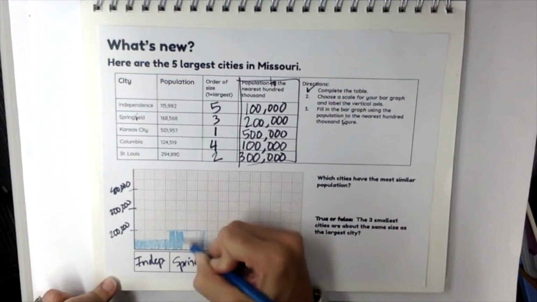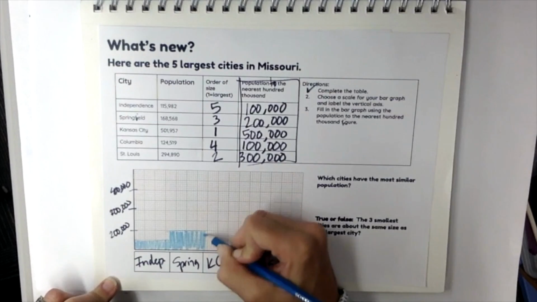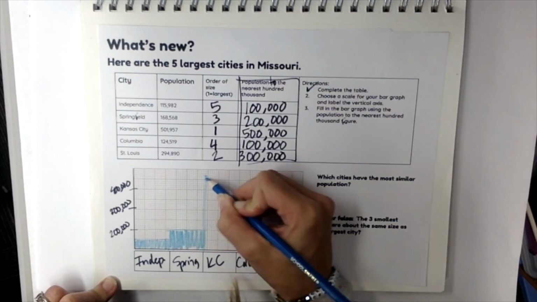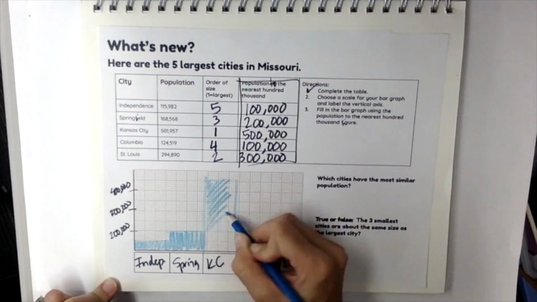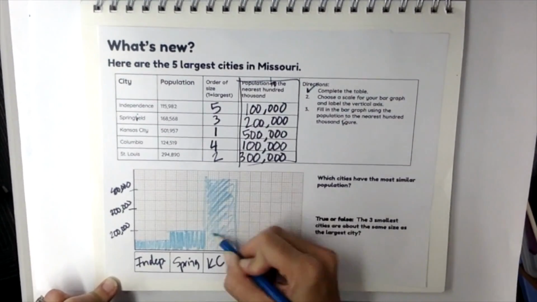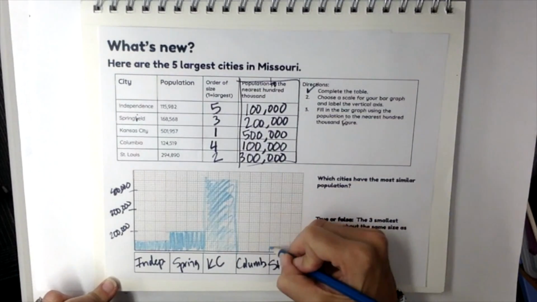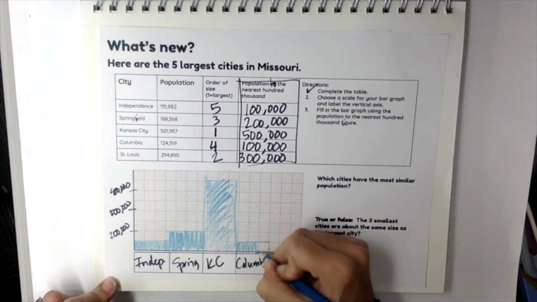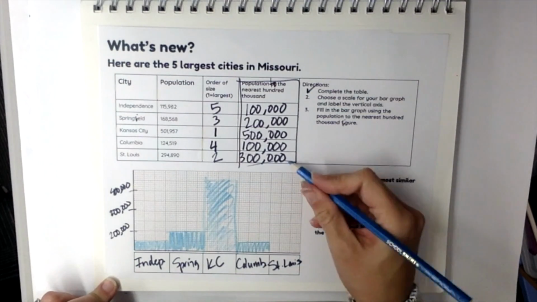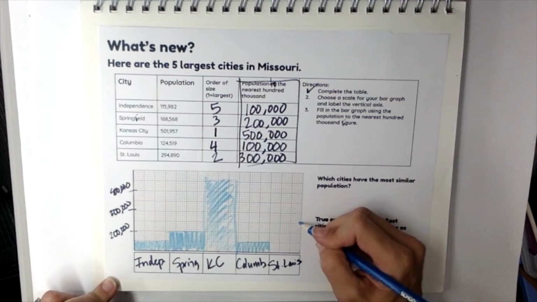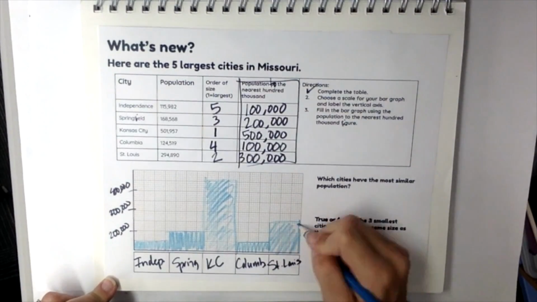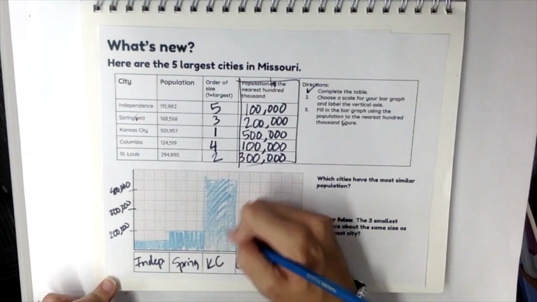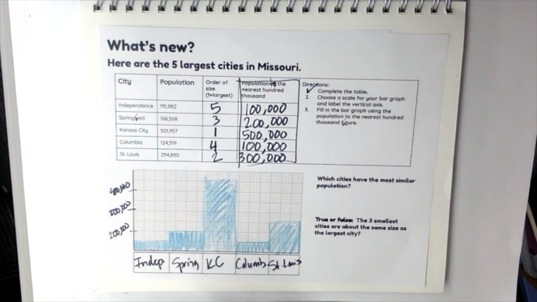200,000. KC goes to 500,000. Wow, much bigger. More than double. Columbia is 100,000. And St. Louis is 300, so that'd be this line. Okay, so we got our bar graph. Sometimes it helps to do different colors. I used the same, but you could use different colors. Okay, so we got that done.